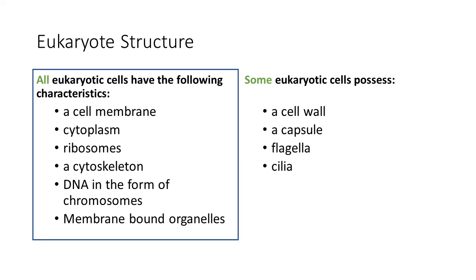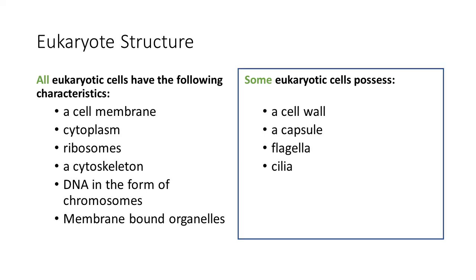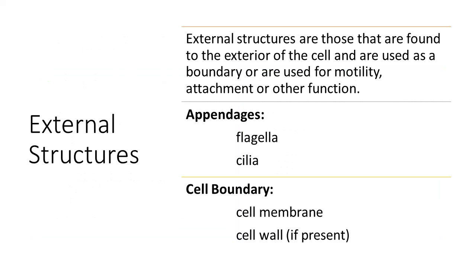So they're plasma or cell membrane, cytoplasm, ribosomes, DNA, and then of course they're going to have membrane-bound organelles. Some are not going to be found in all cells, such as not all of them are going to have a cell wall or flagella or cilia. So let's first look at what we refer to as those external structures. So they're on the outside of the cell.